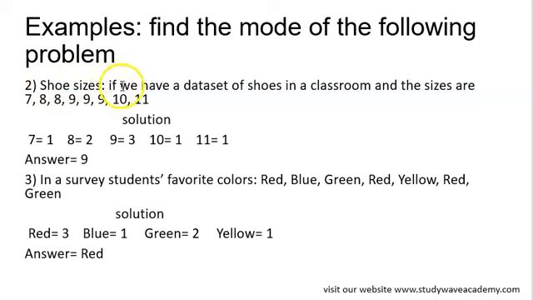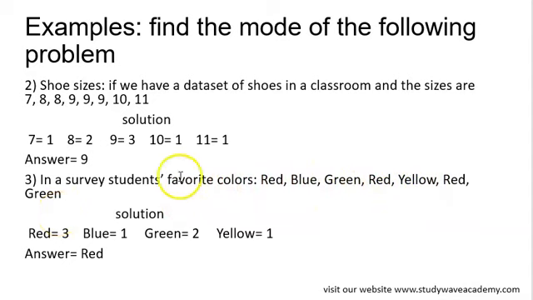We have shoe size. If we have a data set of shoes in a classroom and the sizes are 7, 8, 8, 9, 9, 9, 10, 11, what do we do? We write out the numbers and count how many times they each appeared. And when we do that, what do we get as our answer? We have 9 as our answer, right? Because 9 is the one that appeared more. Correct.